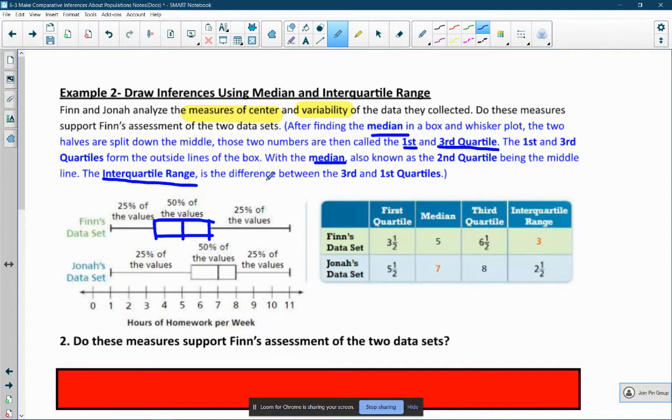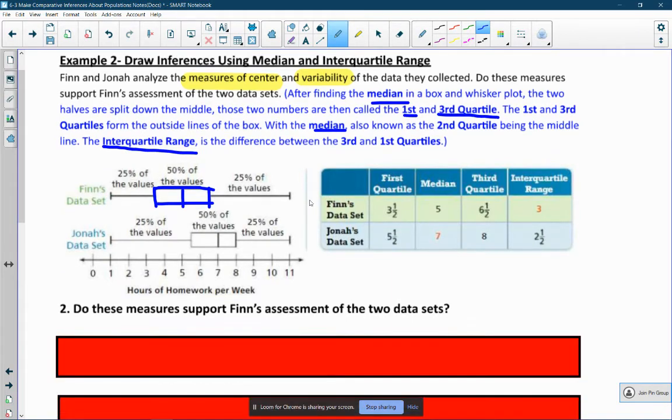Now we're not going to be constructing any box and whisker plots, but those are things we need to know, and we're going to go over those again at the end. When we look at a box and whisker plot, basically all that means is, since we split this into fourths, this is a fourth of the data, this is a fourth of the data, that's a fourth, and that's a fourth. So 25, 25, 25, 25. This box represents 50%, and the whiskers represent the other 50% when they're put together.